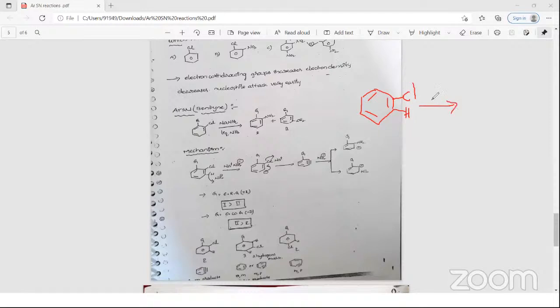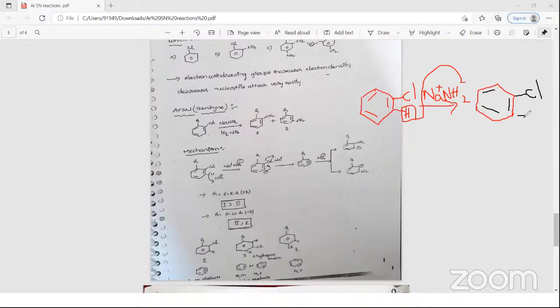In the presence of sodamide, Na plus NH2 minus, this NH2 minus is going to remove this H plus. And finally, what is formed here? An anion is formed. A minus charge is developed here. There is a chlorine, and we have these bonds as they are.